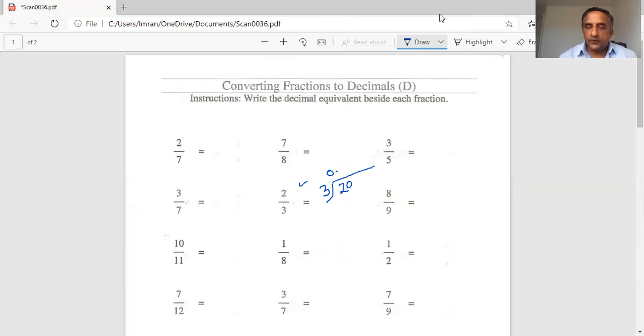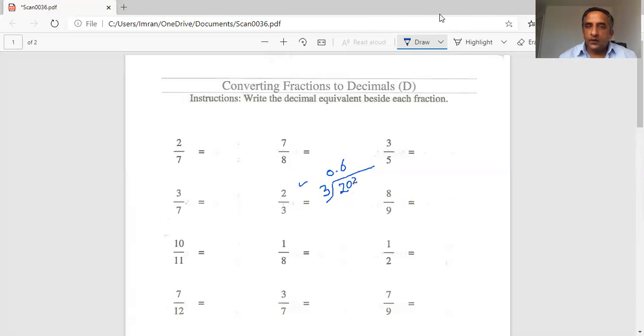So I'm going to write first 0. Now we divide 3 by 20. How many times can 3's timetable go on 20? 3's timetable goes on 20 or less than 20 is 6. 3 times 6 is 18. Now we take away 18 from 20, so we get 2 here.